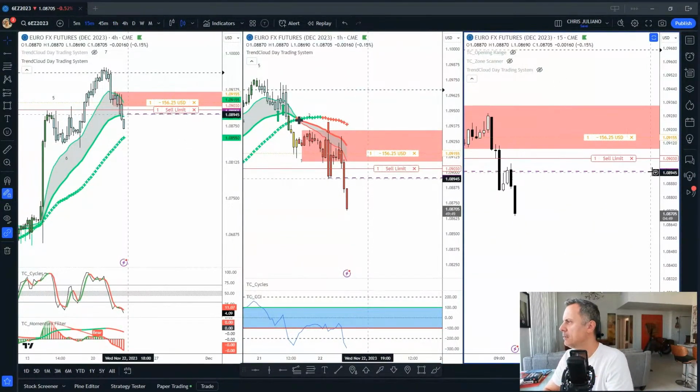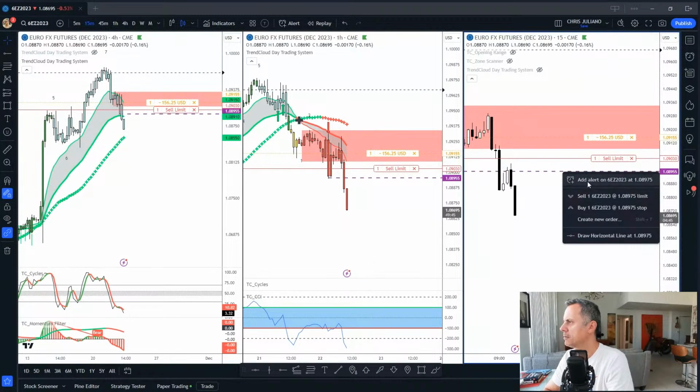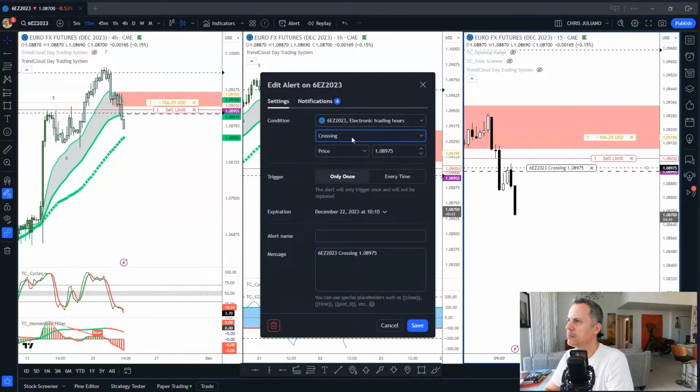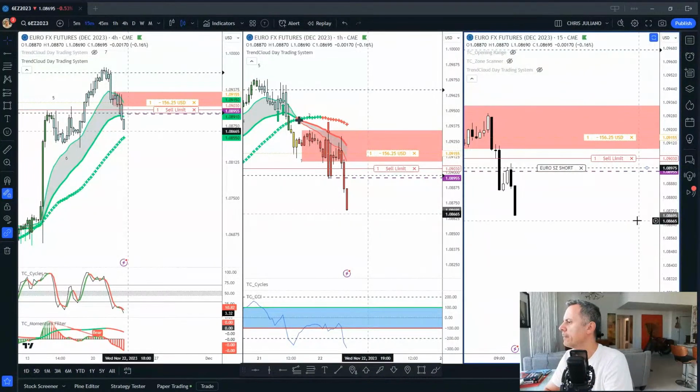So maybe let's put an alert. Crossing up. Euro supply zone. Short. And we'll check it out when we get that signal.